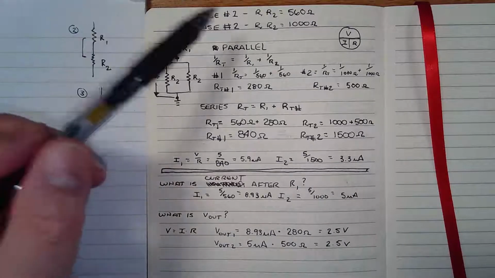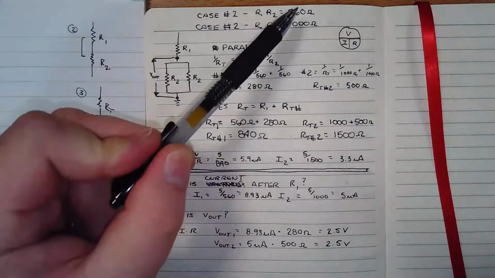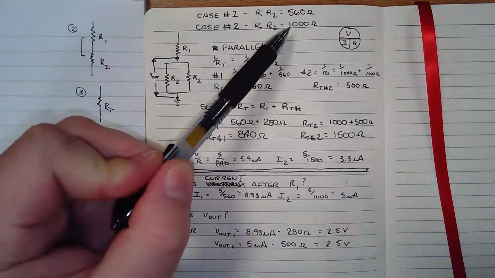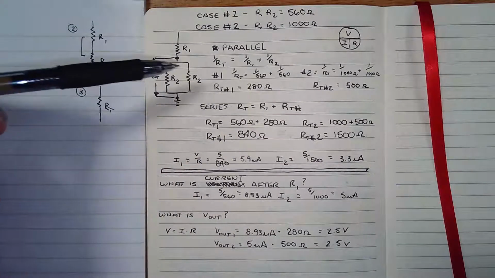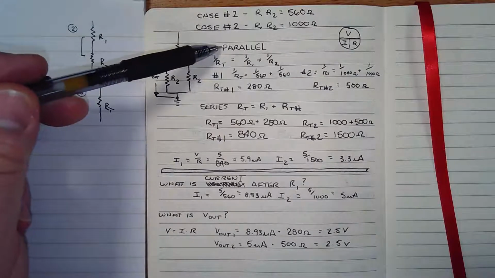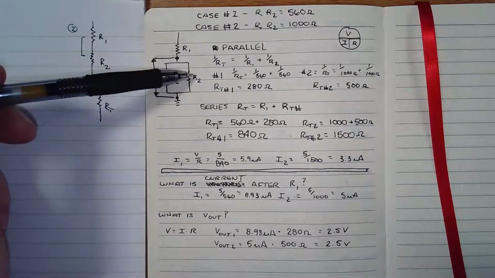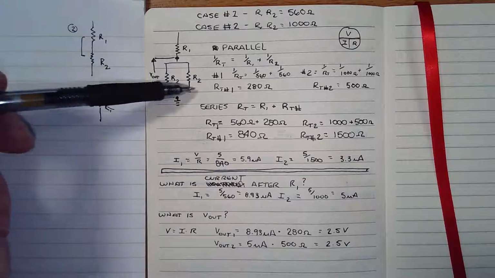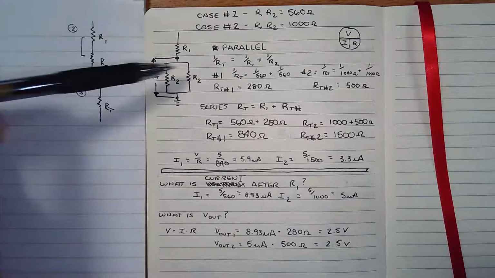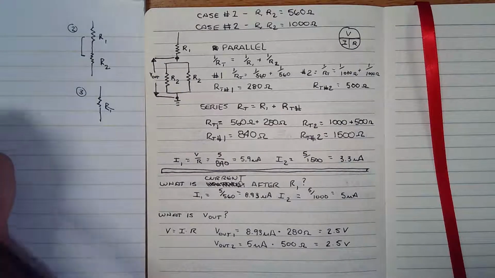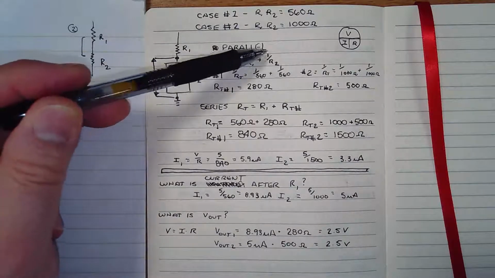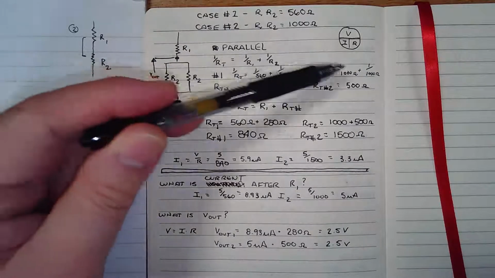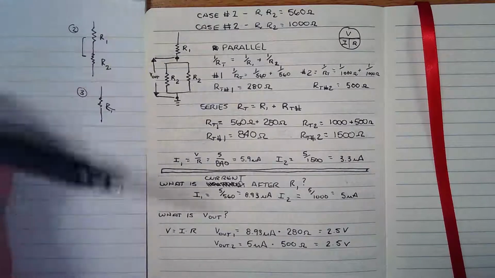All right, so if we look at your case one of 560 ohms and case two of 1,000 ohms, the first thing we're going to do is simplify this and get the resistance across these parallel resistors. We know the equation is 1 over RT equals 1 over R1 plus 1 over R2 plus however many you got. But here we just got 2.